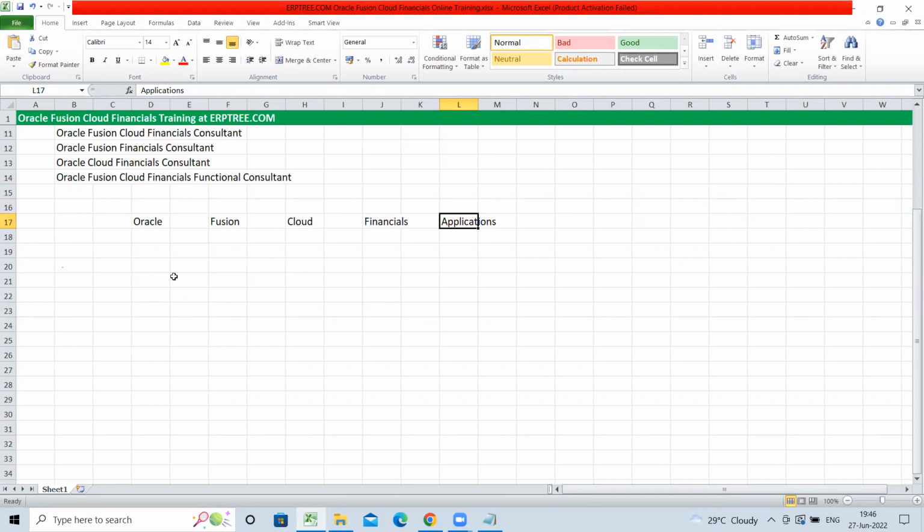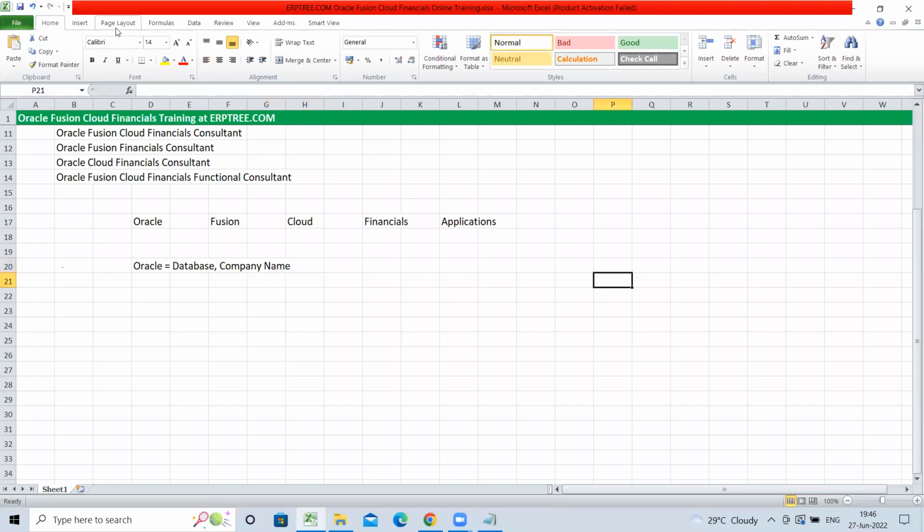When you talk about Oracle Fusion Cloud Financials applications as part of this title, what does Oracle mean? Simply, you can say Oracle is a database. In other words, Oracle is a company name. The Oracle company came into the market with the concept of a database, which they released with the name Oracle. That is a company name as well as a database name.